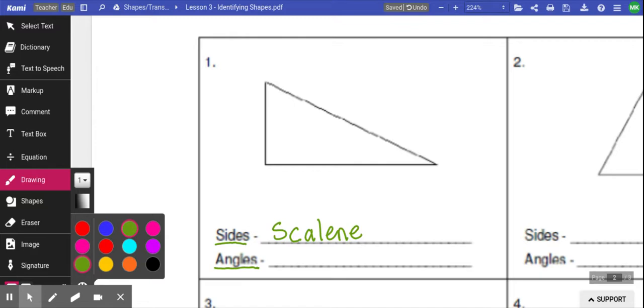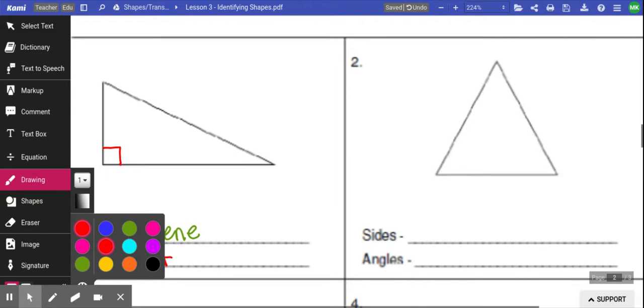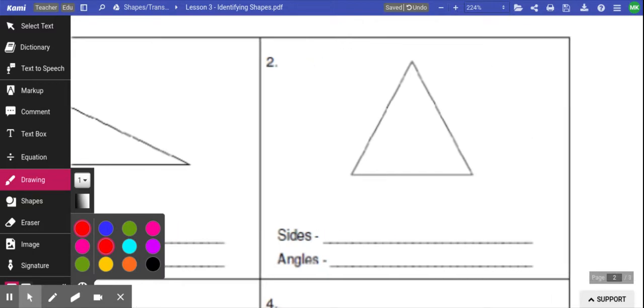The next thing I'm going to do is label this triangle based on the angles. If I look at this triangle, there's a clear 90 degree angle right there. That means this is a right angle triangle. Number 2. If I look at number 2 and I notice all three sides are the same length, that means this is an equilateral triangle.